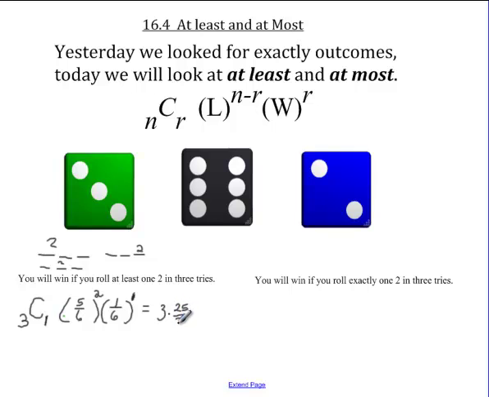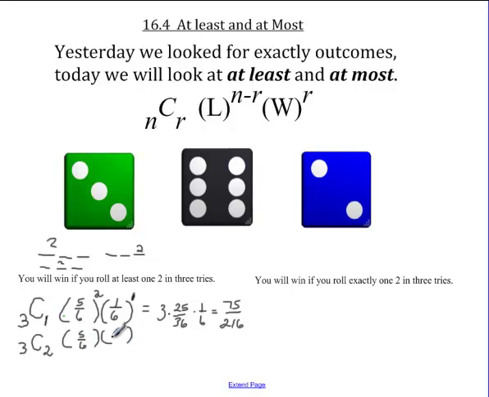25 over 36. 1 over 6. I get 75 over 216. But I'm not done. Because I can also win if I'm given 3 rolls. At least I can win if I get 2 2s. So now I have to figure this out again.